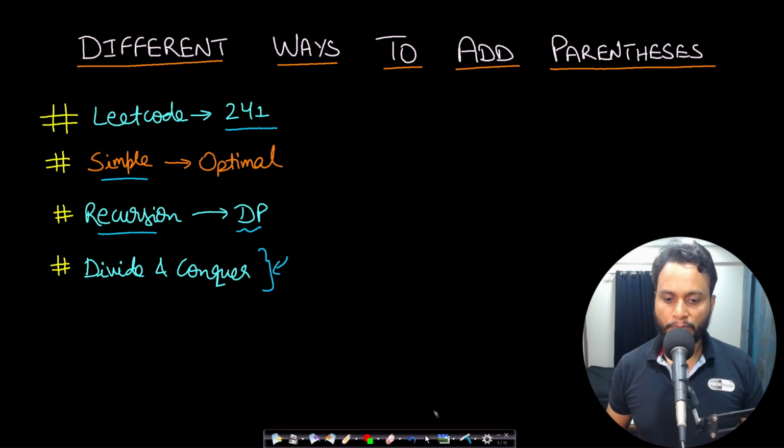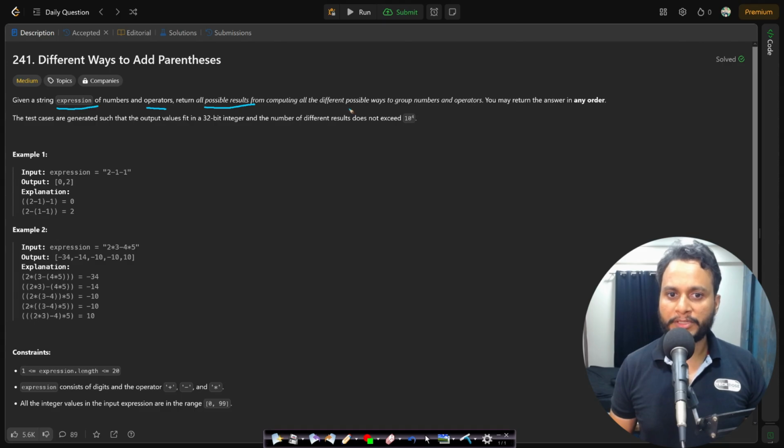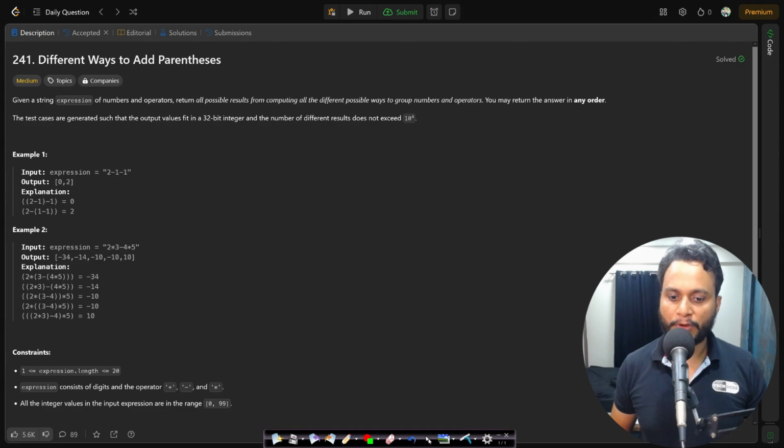So let's look at the problem statement. In this problem, given a string expression of numbers and operators, we need to return all possible results from computing all the different possible ways to group the numbers and operators. You may return the answer in any order. The test cases are generated such that the output values fit in a 32-bit integer and the number of different results does not exceed 10 to the power of 4.